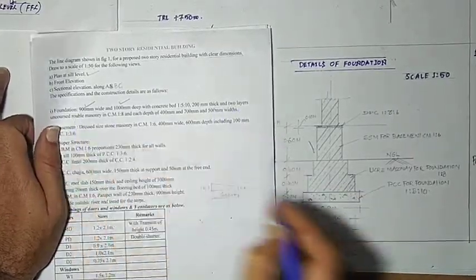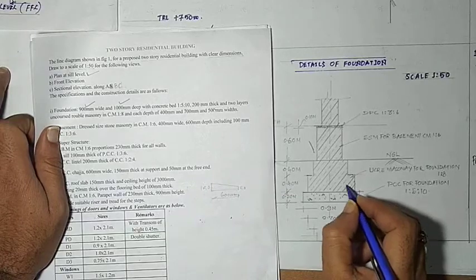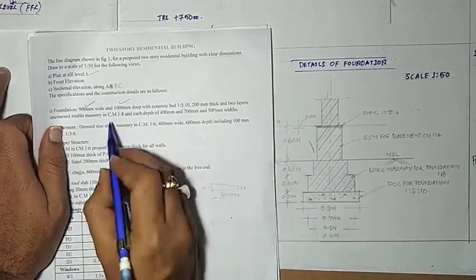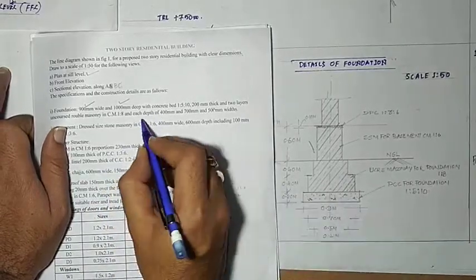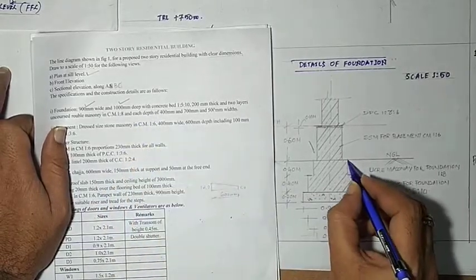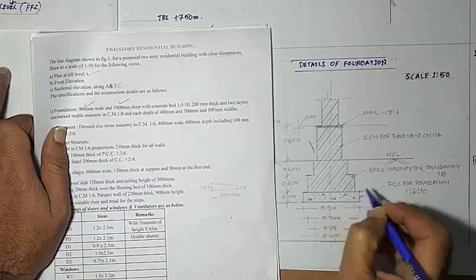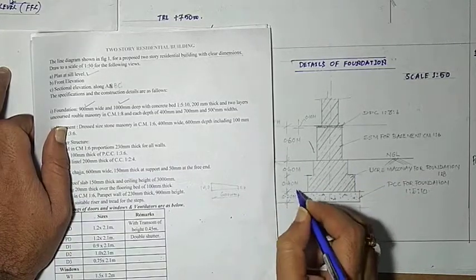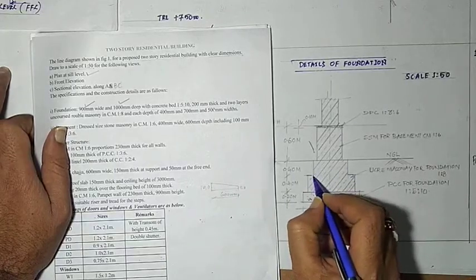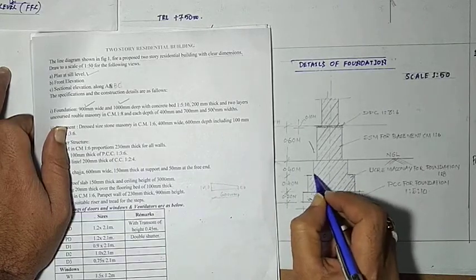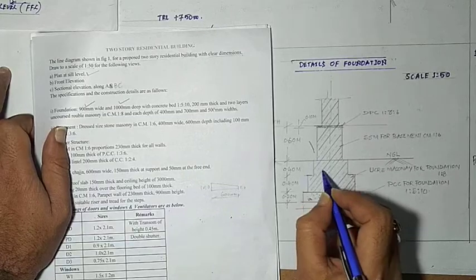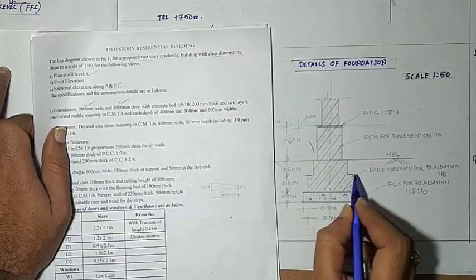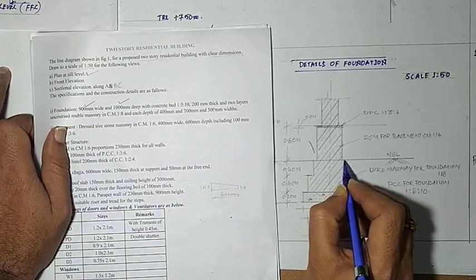2 layers of uncoursed rubble masonry. 2 layers. This is the first layer and this will be the second layer. So for each layer the depth is constant, 0.4 meter and 0.4 meter. If you calculate this, 0.4 plus 0.4 plus 0.2 it will be 1 meter. So 0.4 meter the first course, and this is the second course. So here the width is variable. So first one is 700 mm width and second one is 500 mm width.